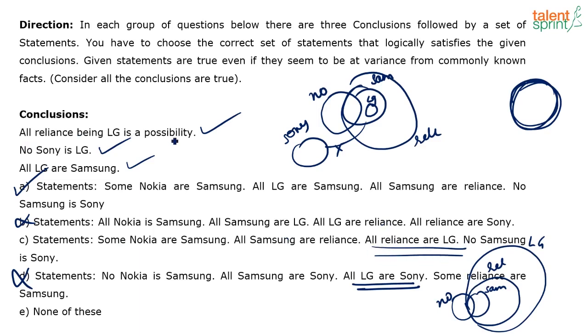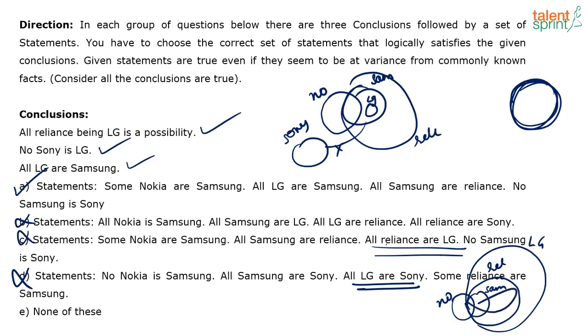But in the conclusion they have given all Reliance being LG is a possibility. See, something which is definite already, why do you say it to be a possibility? It's a definite thing, correct? So you don't consider that to be a possibility. It's not a correct conclusion with respect to this statement. So this also does not follow. So you can actually eliminate all these three options directly. Why is that? B and D I told you how to eliminate. Now C also you can eliminate because of this statement.